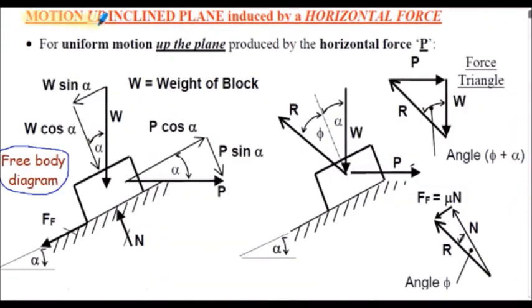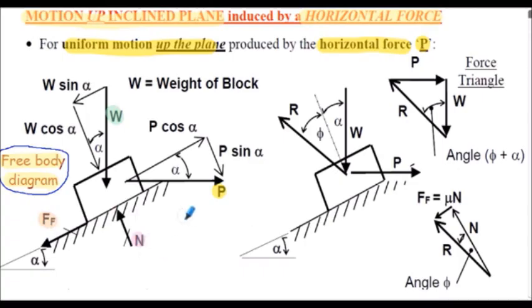Let's consider motion up the inclined plane due to a horizontal force. Here's our free body diagram of the block being pushed up the incline. The force P horizontally applied, our weight force acting vertically down, our frictional force opposing the upward motion, and our normal force at right angles to the incline.